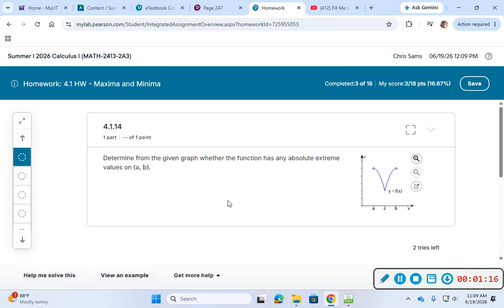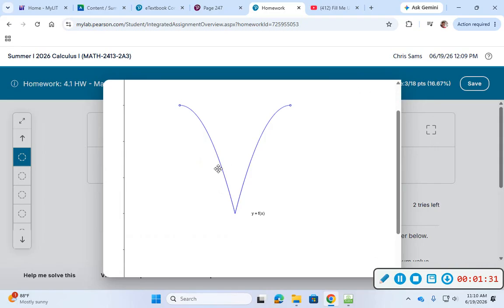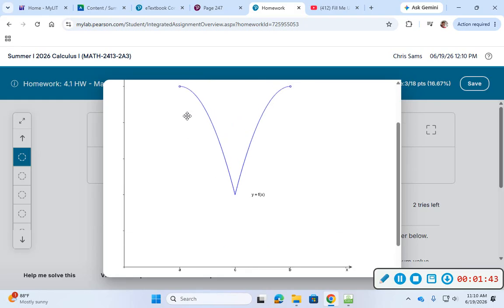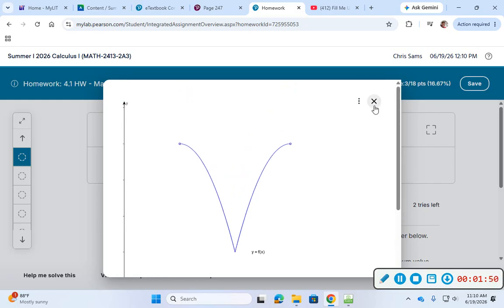So the next one, question number 4, we want to determine from the graph whether the function has any absolute extreme values on the open interval AB. Does it have any extreme values? All right, so let's make this a little bit bigger. We do not have a highest point. These graphs curve out and continue to increase, getting close to this open circle, but never really reaching it. So no maximum. We do have an absolute lowest value at C.